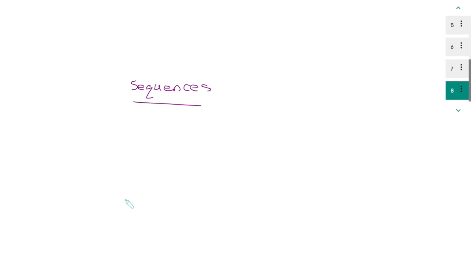Okay, so we're going to look briefly at sequences and then touch on series. Most of this is probably going to be revision from GCSE. So what is a sequence? A sequence is simply a list, if you like, of numbers.